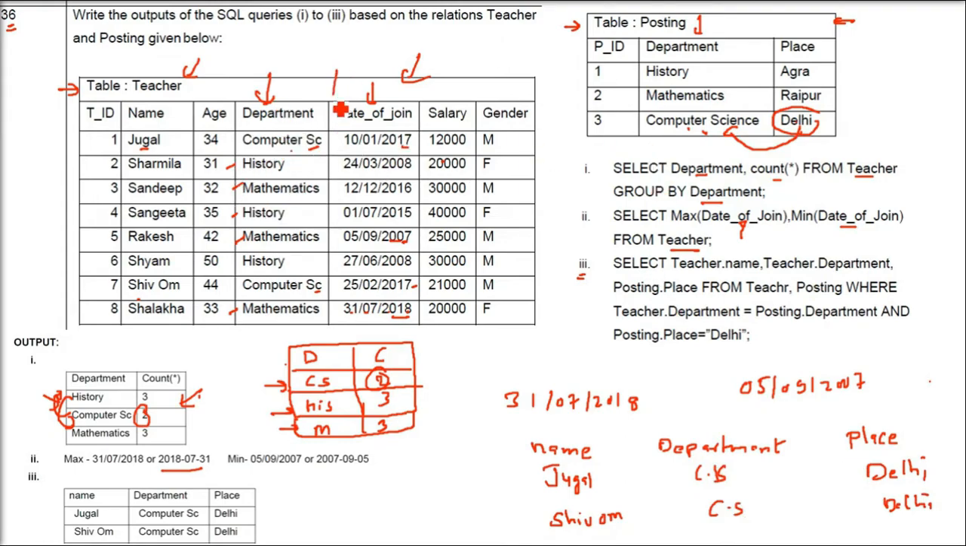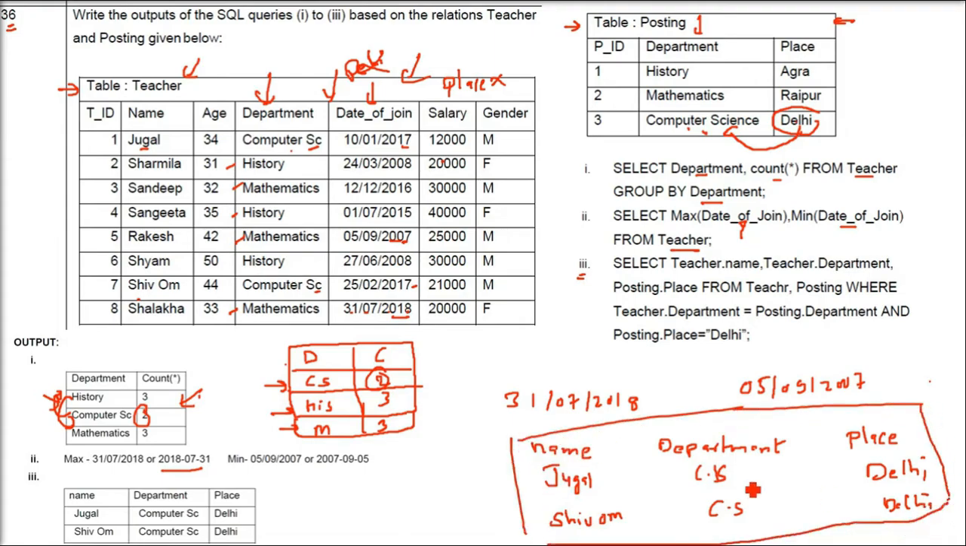We have to relate it with the first table, and that relation will only take us to the names of these people who are in computer science and who are posted in Delhi. So only two people are there, Jugal and Shivom. This table you just write or make in column and row form. This is also very important, to show it the way it should look.